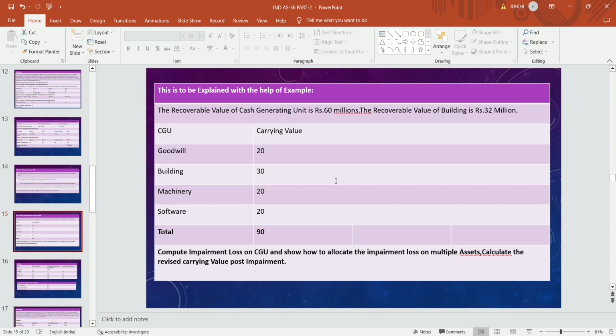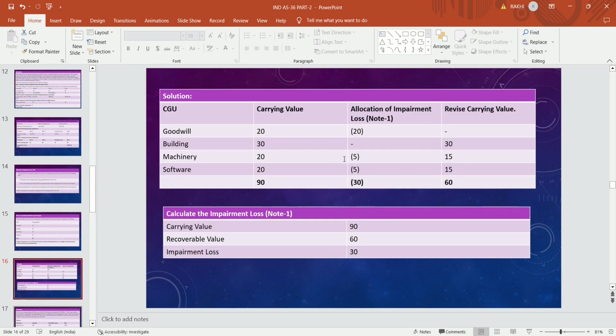Now compute the impairment loss on the CGU, and show how to allocate the impairment loss on multiple assets. Calculate the revised carrying value post impairment. Now the solution: the CGU is goodwill, building, machinery, software. Carrying values are 20 million, 30 million, 20 and 20, that is 90 million.